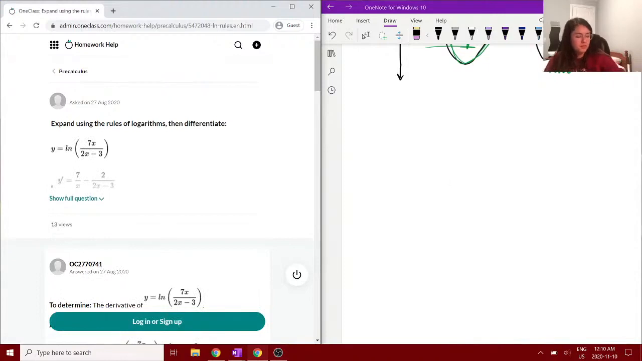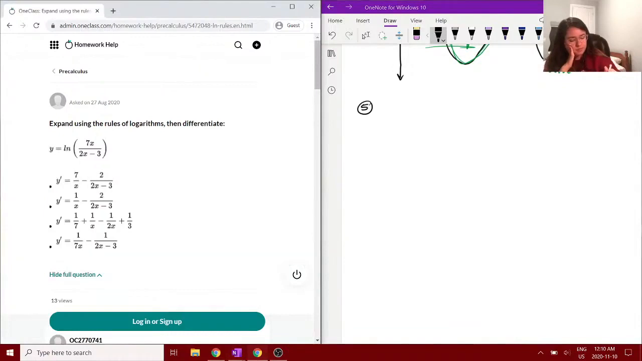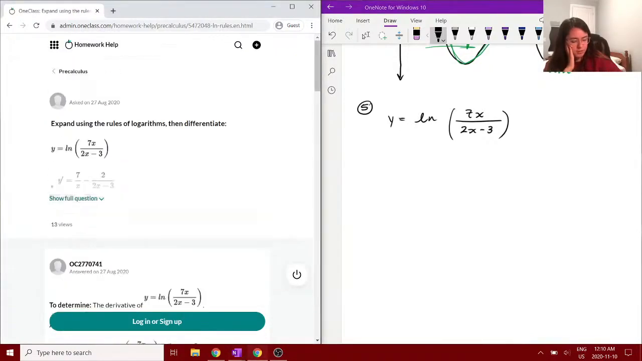All right, so our fifth question, back to black. Fifth question asks us, expand using the rules of logarithms, then differentiate. Asking us specifically about y is equal to ln 7x divided by 2x minus 3. What's following this question? I'm not sure we'll need. Probably see it come up somewhere in the solution as we go along.